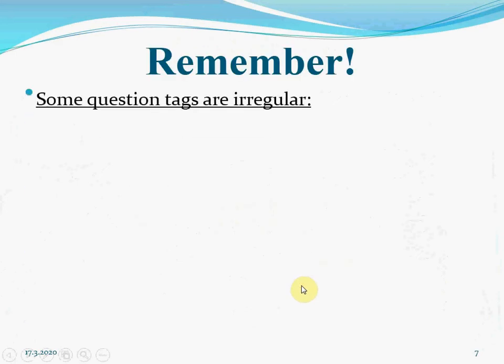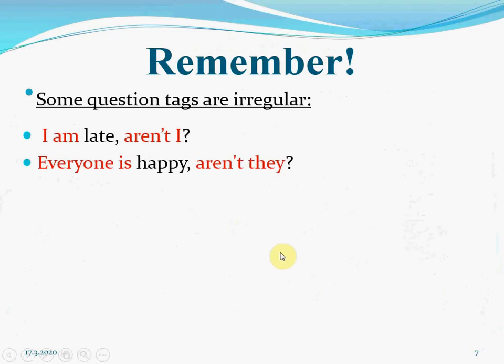Now, let's go to the irregular question tags. Okay, remember them and bear them in your mind, please. The first one, if you have I am, like this example, I am late, the question tag shall be aren't I. So I am, aren't I. The second one, everyone is happy, so it's going to be aren't they. Everyone is, aren't they.